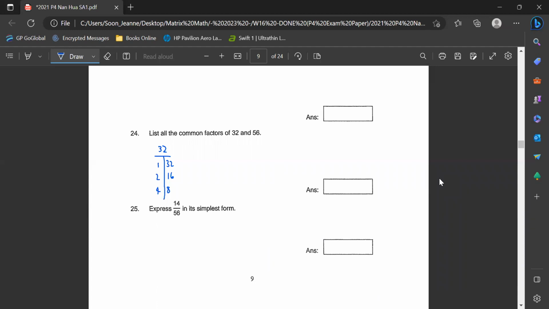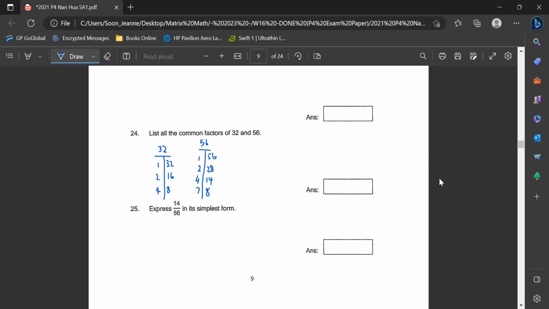And what about the factors of 56? You just list it down. It'll be 1 and 56, 2 and 28, 4 and 14, and 7 and 8. So these are the factors of 32 and 56.